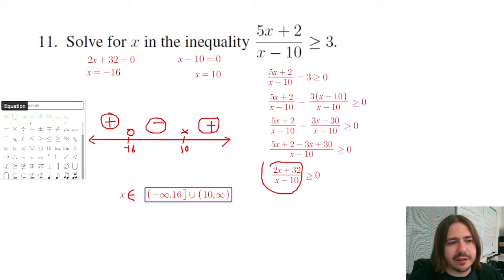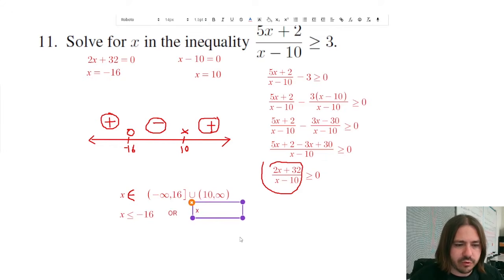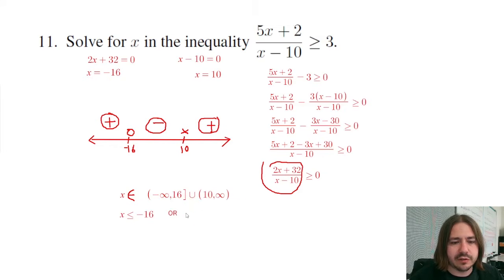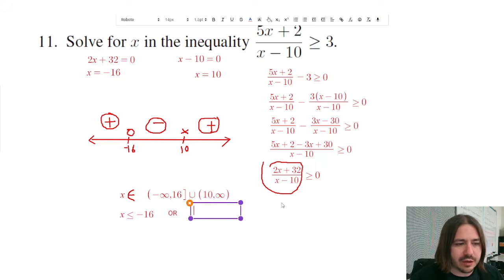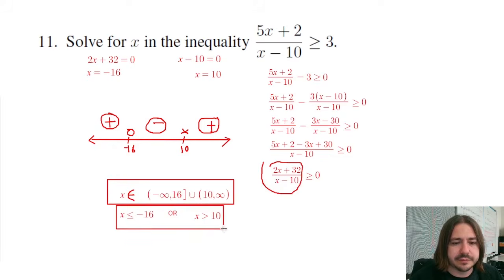If you were to write this solution set using inequalities, you would say that x could be either less than or equal to negative 16, or x is greater than 10. You could write your solution set any one of these two ways. I typically see the set notation more than the inequality notation, but that's just me. But you could also use this one as well. And that's it for number 11.